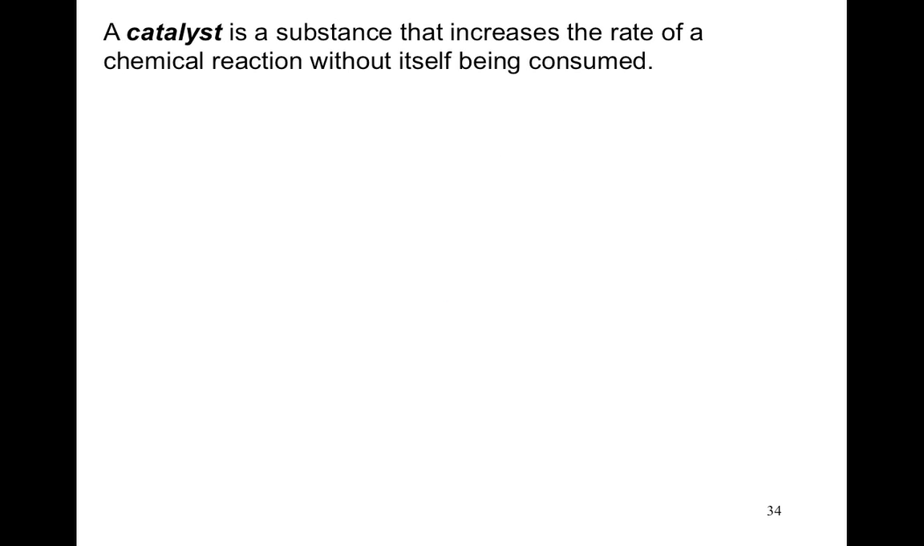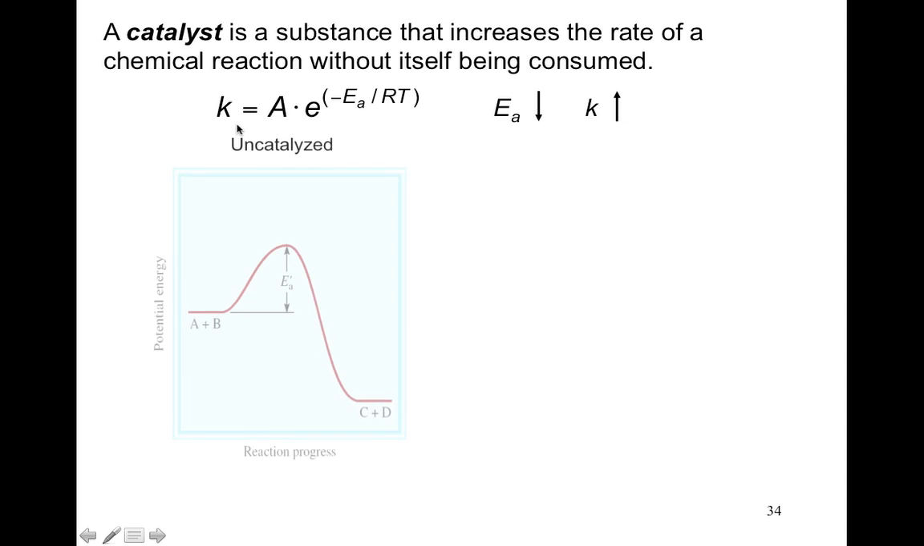So a catalyst, hopefully, is a term you're a little familiar with. It's a substance that increases the rate of a chemical reaction without being consumed. Here's our chemical equation again that we saw just a little bit earlier for the Arrhenius equation. And a catalyst is going to decrease this right here. It's going to decrease that activation energy. And if you decrease the activation energy, you increase the k, or the rate. So we're increasing the rate, making it much faster.